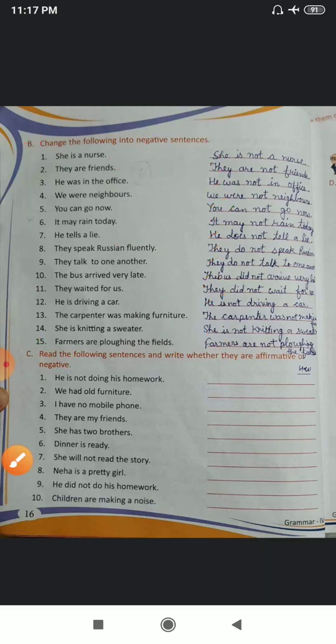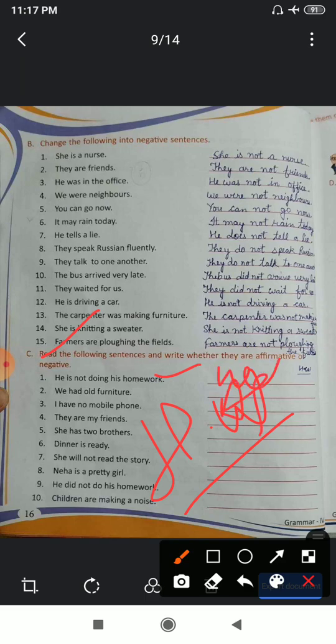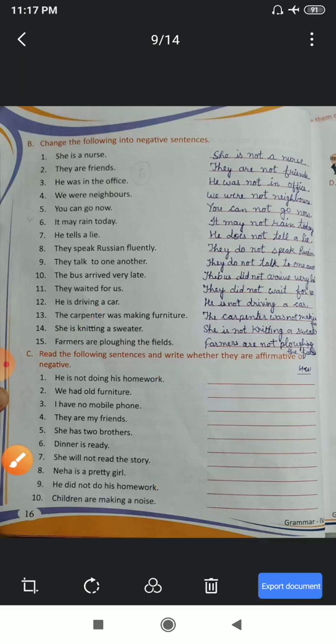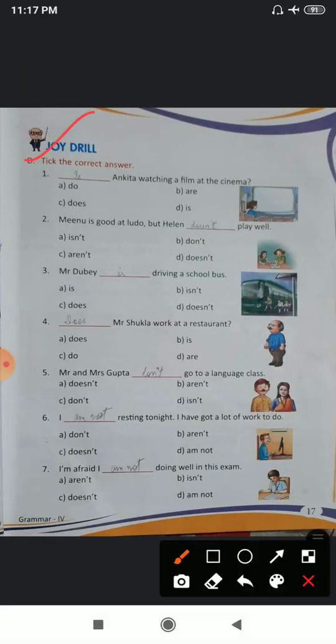Okay. Now exercise number C. Read the following sentences and write whether they are affirmative or negative. All of you know very well that affirmative sentences are the positive ones and negative sentences contain not. So this is homework for you. You all have to note down whether the sentence is negative or affirmative. Okay, this is your homework. Now, the last exercise of this chapter, exercise number D, joy drill.